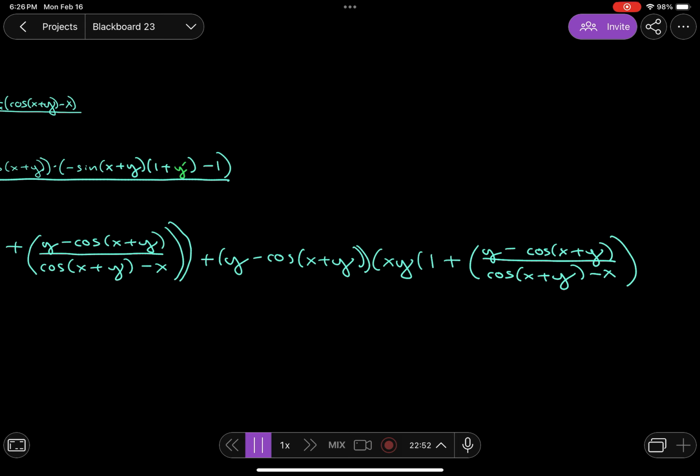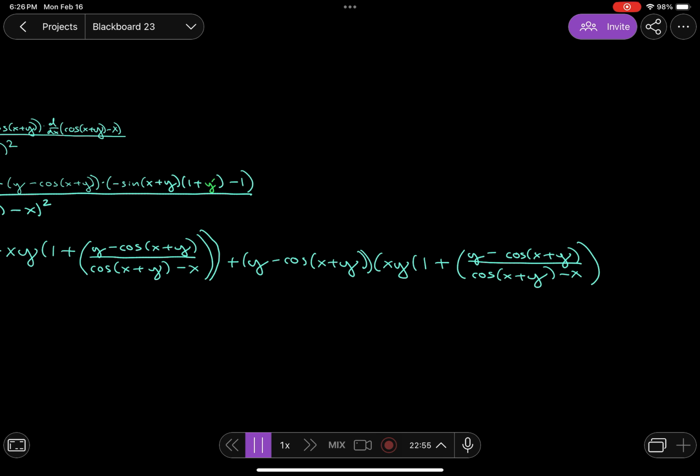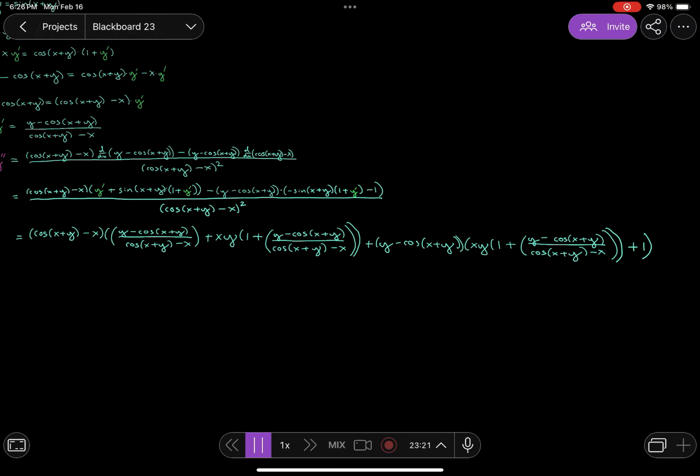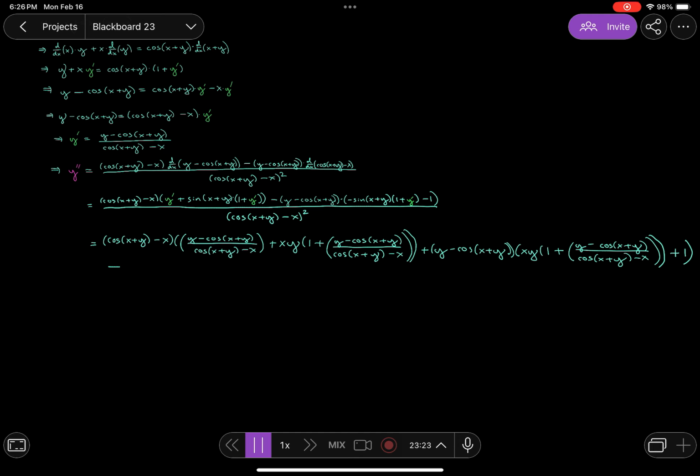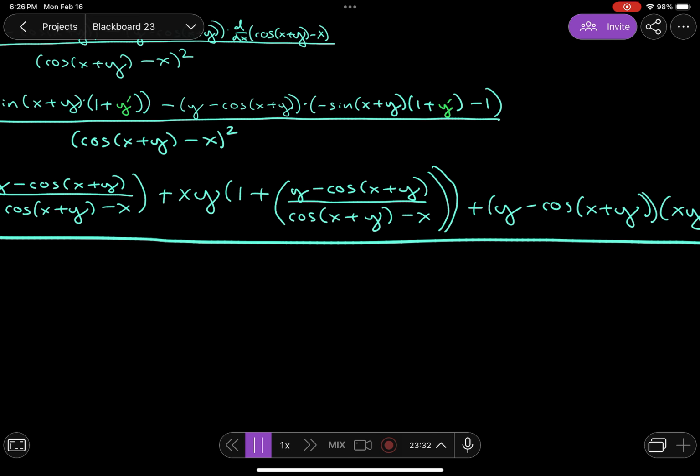Minus x, and then I have plus 1. Oh, close parentheses here, and then plus 1. All right, and making sure parentheses are all still good to go. Yeah, 3. One more right there. Okay. All divided by cosine of x plus y minus x to the second power.